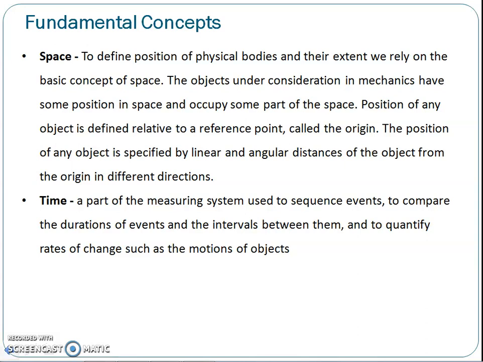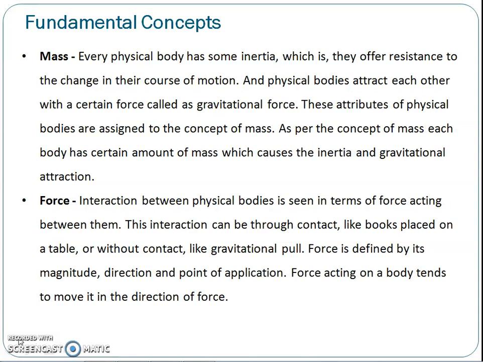Next, time is a measuring system used to compare the durations of events and the intervals between them. Usually we use it to quantify the rate of change, such as the motion of objects. Next, mass. Every physical body has some inertia. It offers resistance to the change in its course of motion. As per the concept of mass, each body has a certain amount of mass which causes inertia and gravitational attraction.